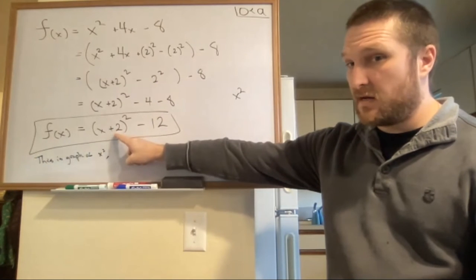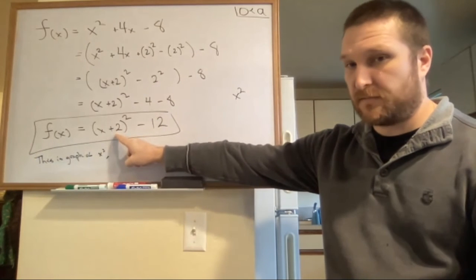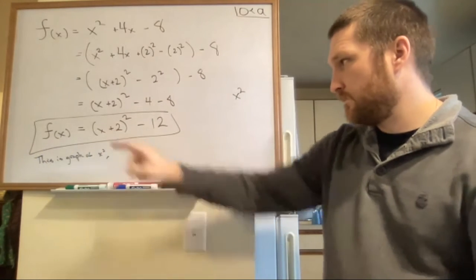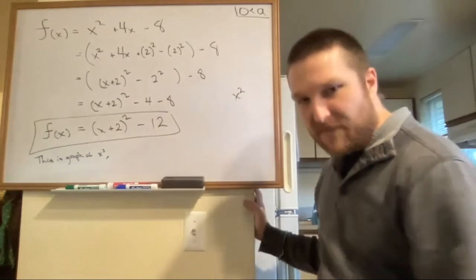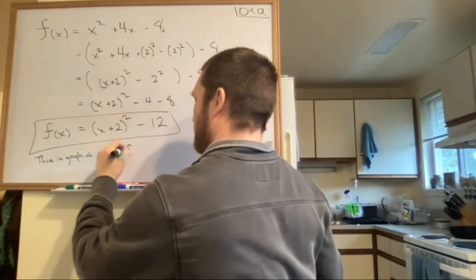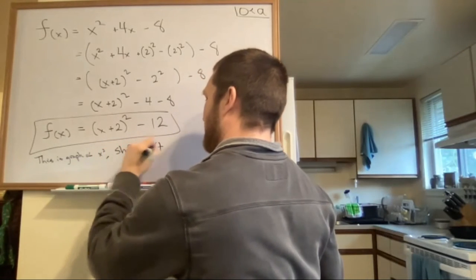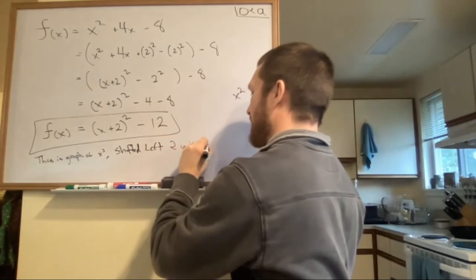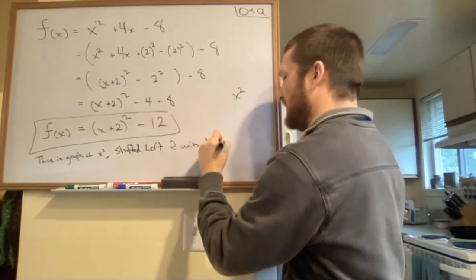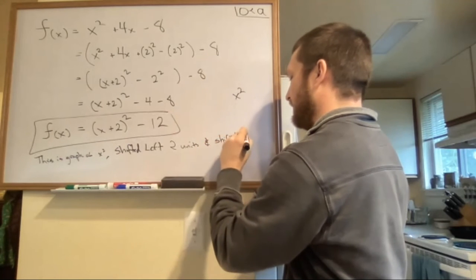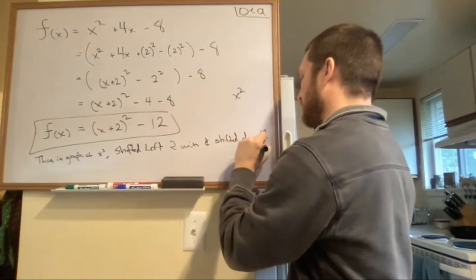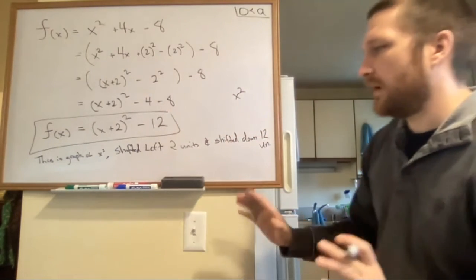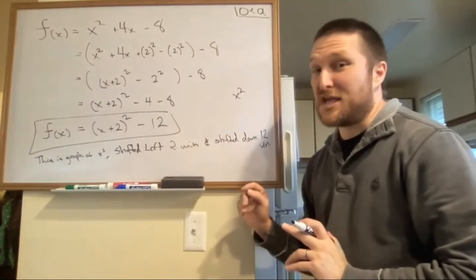Shifted, so look at this guy right here. Shifted how much in what direction? Left. Shifted left. How many units? 2 units. And shifted which way? How many units? Down 12 units. Okay. And I'm pretty sure, after having written that, you should be able to draw it.